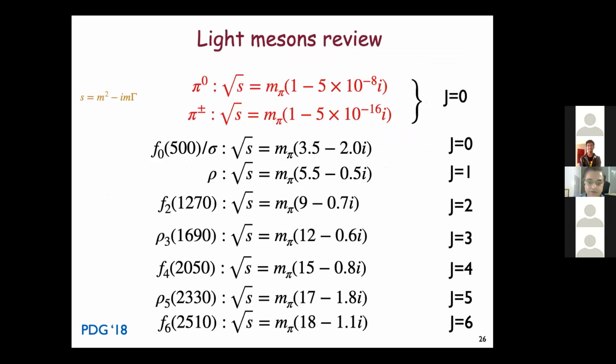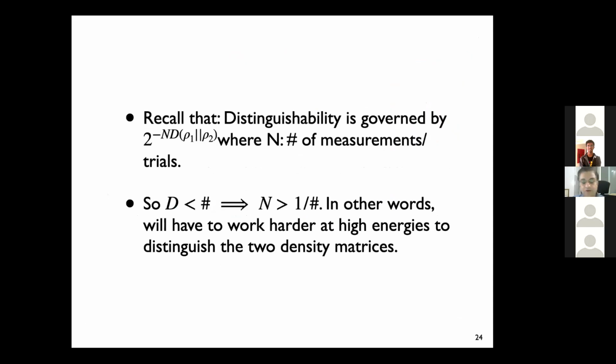A consequence of the fact that there is this high energy bound, it's a simple consequence, but let me just spell it out, is that if you have a bound of this kind, it basically tells you that in the high energy limit, you have to work harder to distinguish between two density matrices in this way of thinking about things.